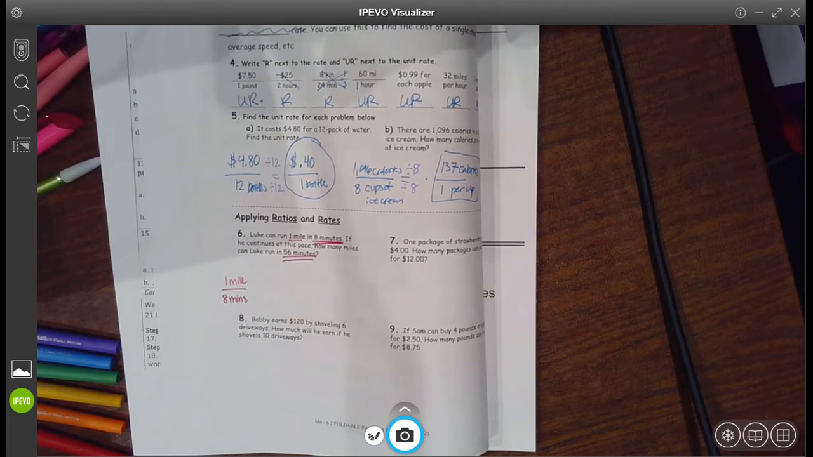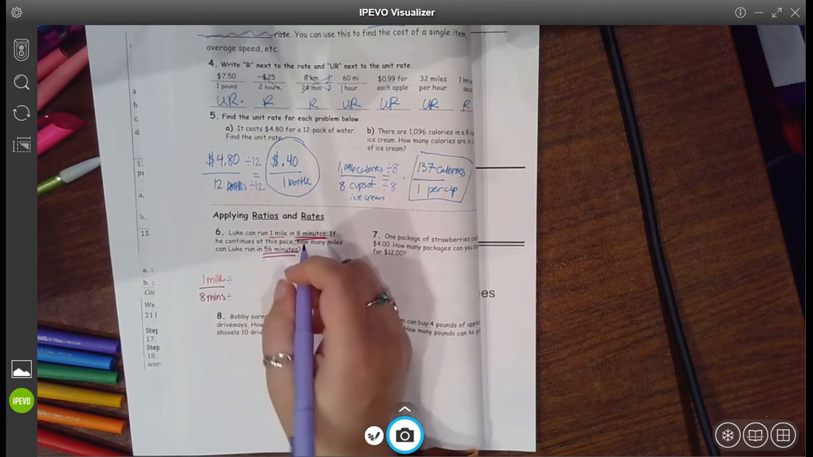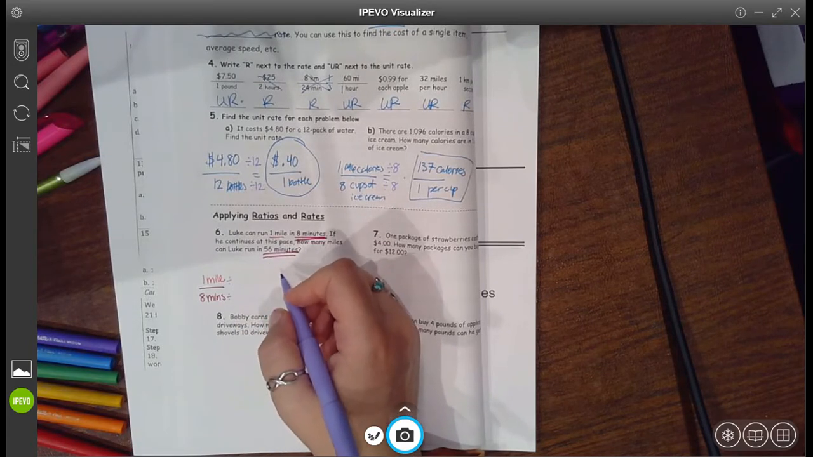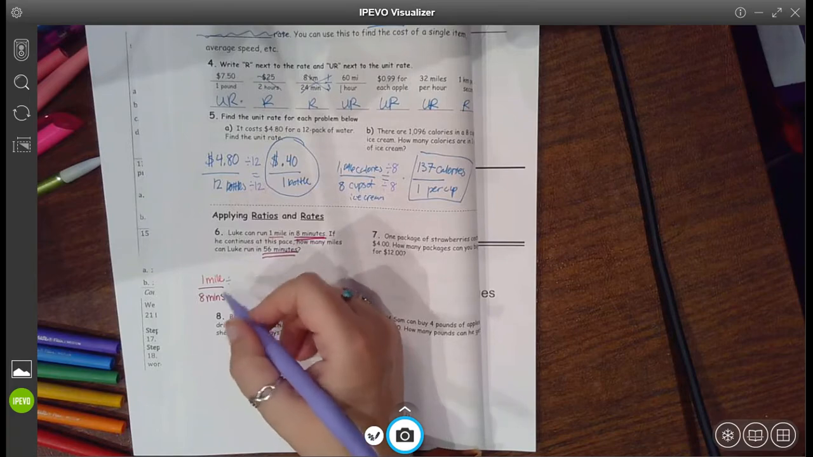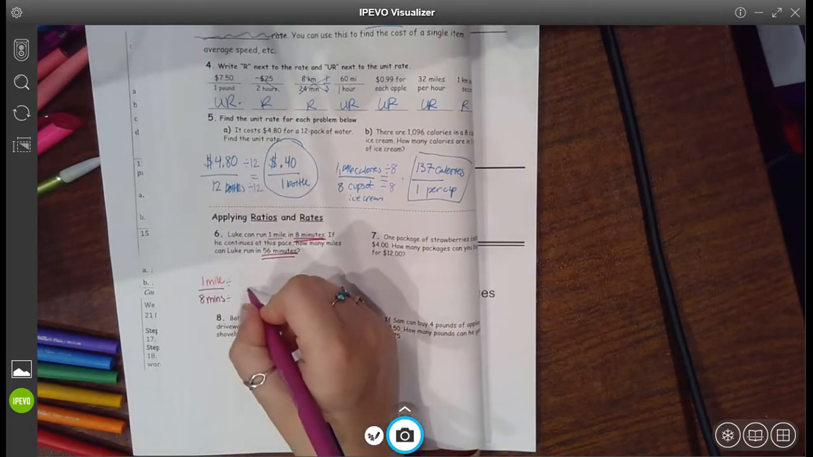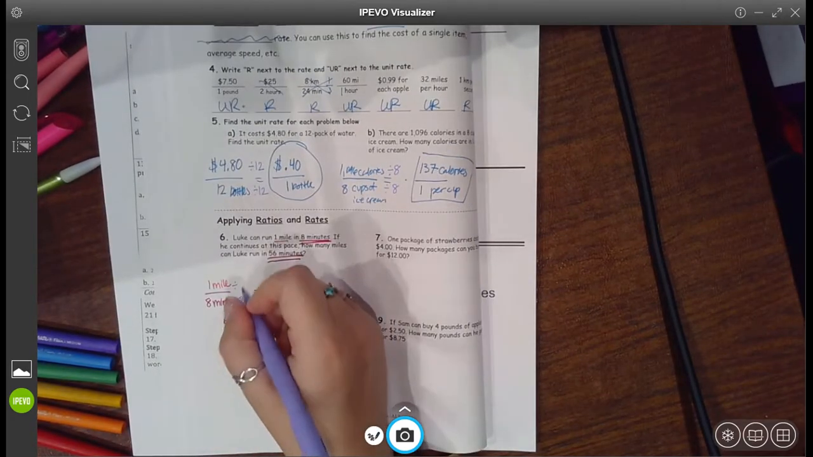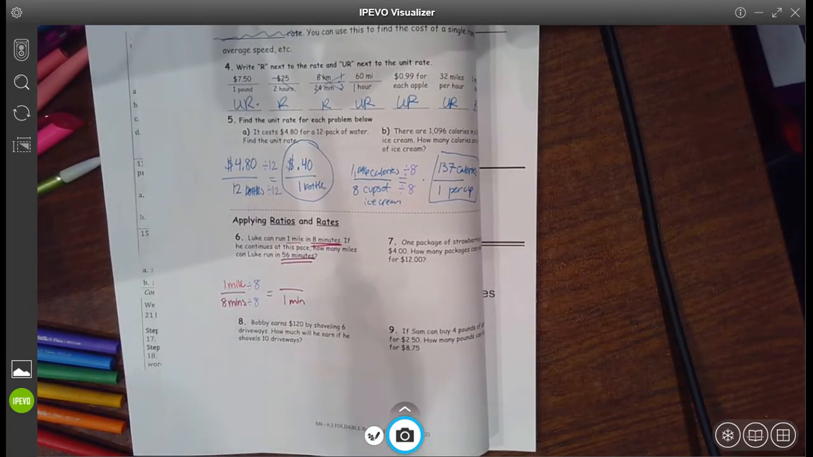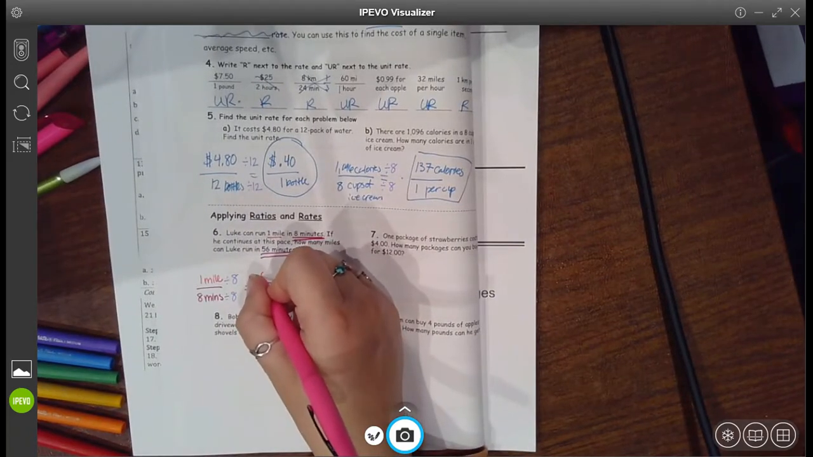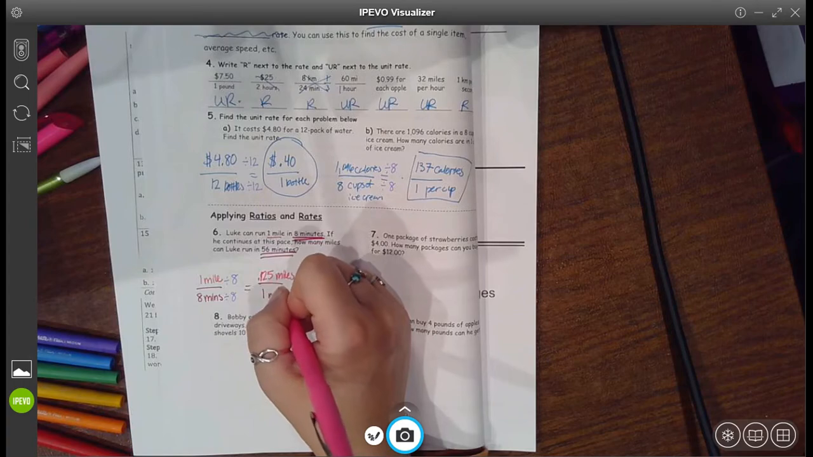Okay, now I need to find the unit rate of that. So how do I know how many miles I can go per minute? Because if you can go that far in 1 minute, then multiply it by 56 minutes, and that will tell me how far you can go. So how do I go from 8 to 1? If you divide by 8, and whatever you do to the bottom, you do to the top. So it's 1 divided by 8, 1/8, or if you type that into the calculator, it's 0.125. So you can go 0.125 or 1/8 of a mile in 1 minute.